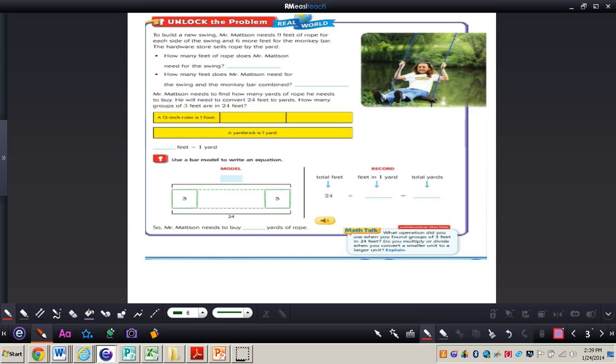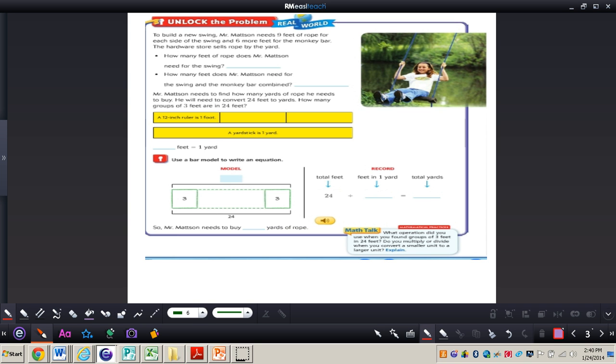Now at the very top it says, to build a new swing, Mr. Matson needs 9 feet of rope for each side of the swing and 6 more feet for the monkey bar. The hardware store sells rope by the yard. Now the first question it's asking us is, how many feet of rope does Mr. Matson need? Now we can see that he needs 9 feet of rope for each side of the swing.